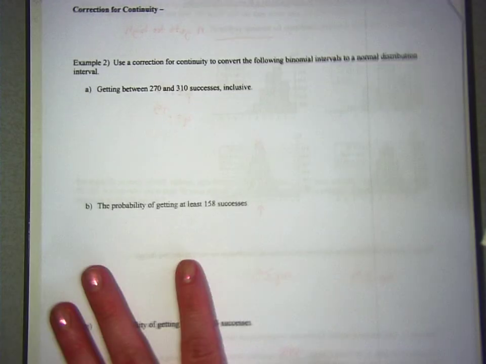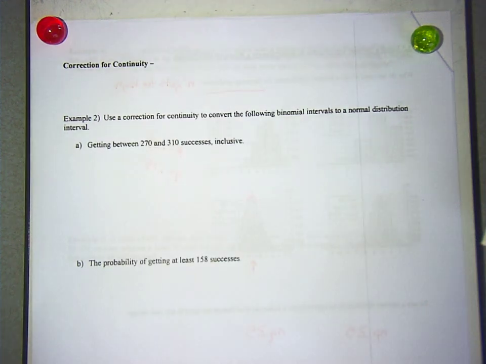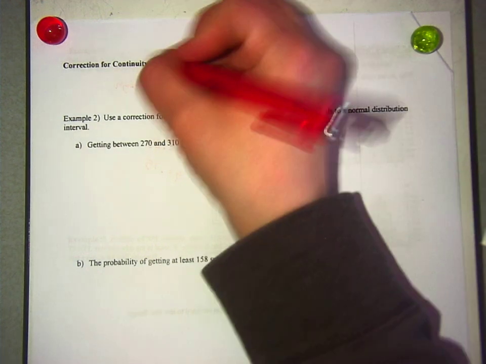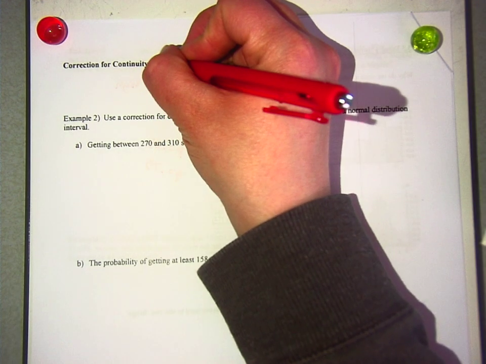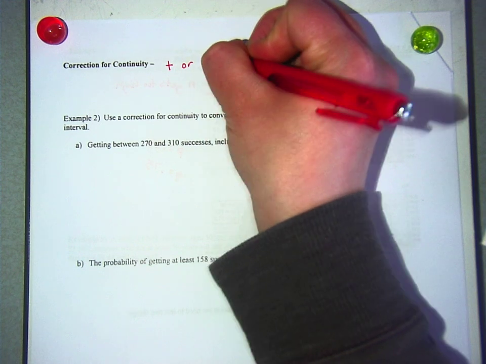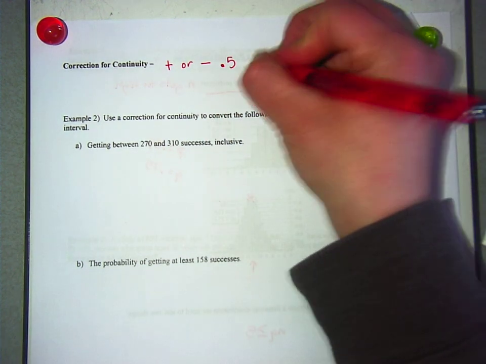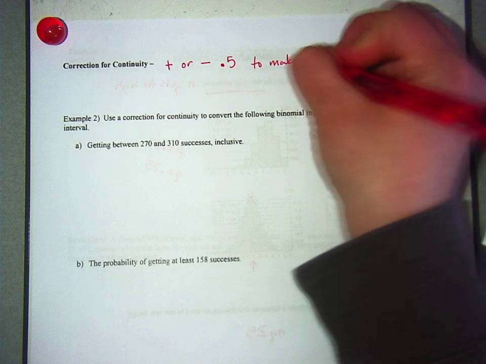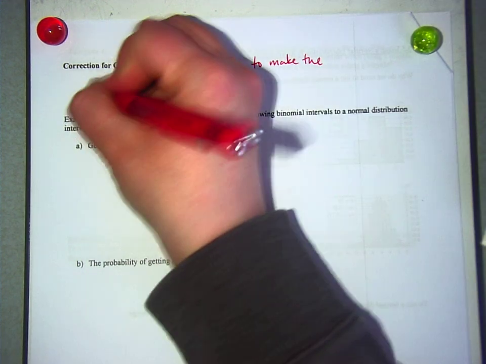All right, now this is something called a correction for continuity. The problem with taking something that is discrete and putting it into a continuous function is that we are trying to take something that is individual things and put it into a flowing bell curve. So we have to correct a little for that. The correction for continuity is either adding or subtracting 0.5 to make the discrete distribution normal.